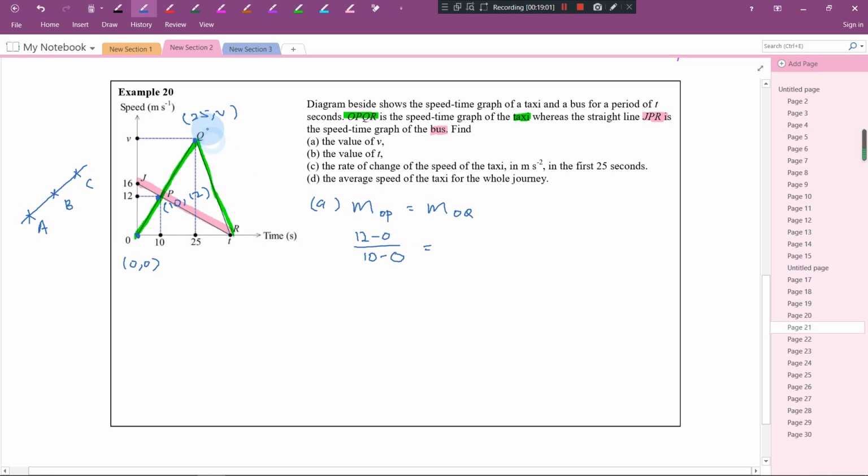Gradient of OQ, now we have to focus on these 2 points. So I try to use O because O is 0, 0, which will be easier for us to calculate. This is V minus 0 over 25 minus 0. Okay, so here is equal to 12 over 10. If you simplify, you will get 6 over 5. And this is V over 25. Okay, so the 25 will just move over here.